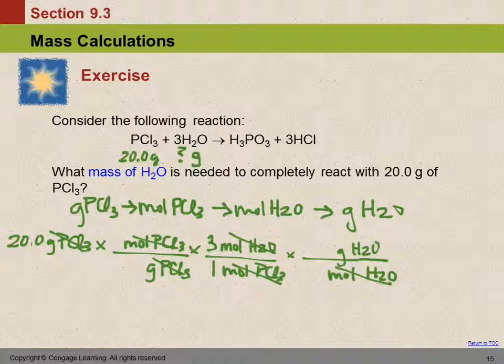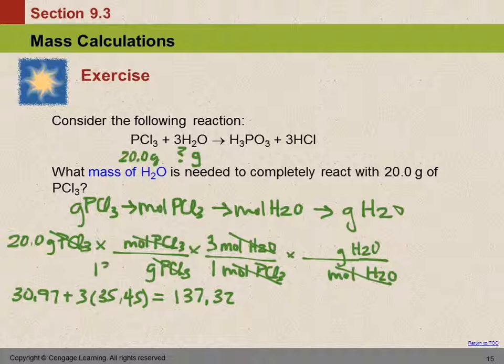The first term and the last term will be the molar masses. So PCl3 has 1 phosphorus and 3 chlorines. So 30.97 plus 3 times 35.45. If you're still a little rusty on calculating molar masses, you need to work on that because it's going to make this part really hard. So that's 137.32. So 137.32 grams of phosphorus trichloride is equal to 1 mole.